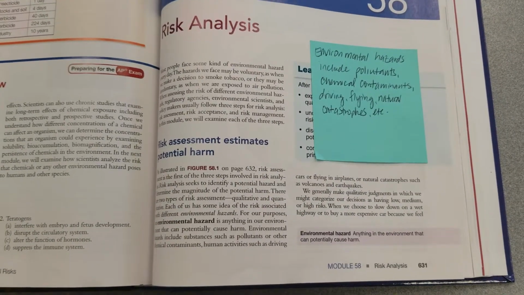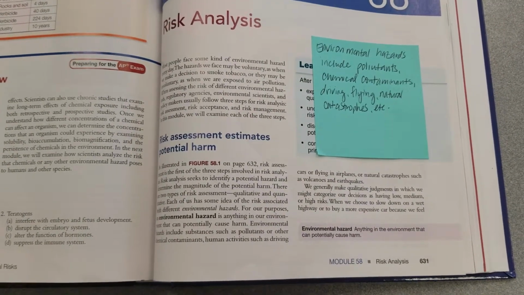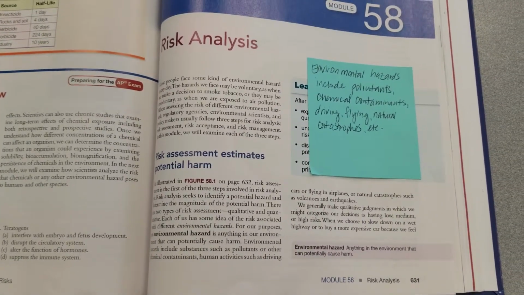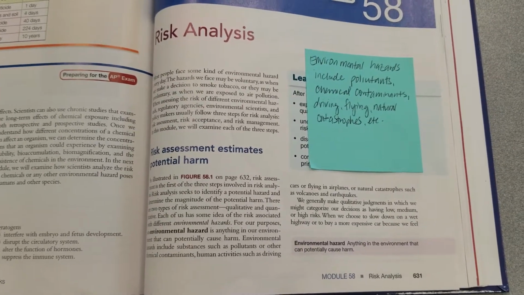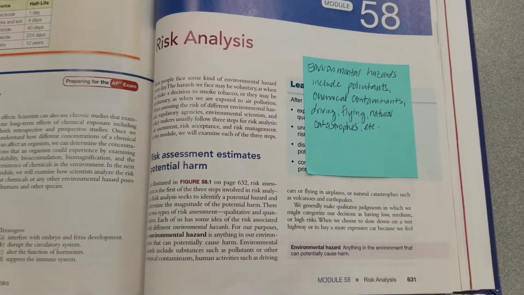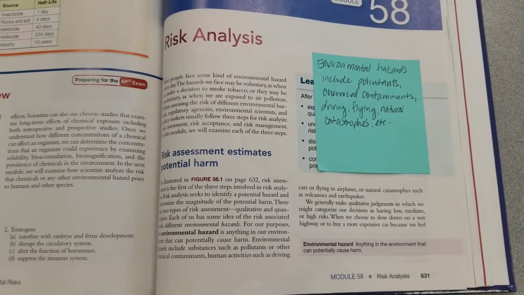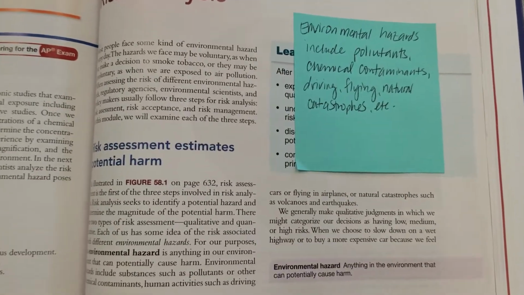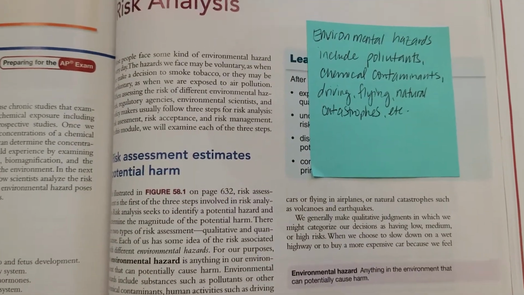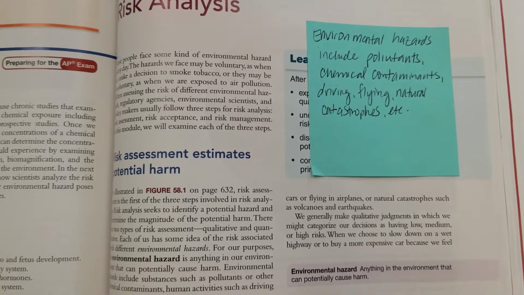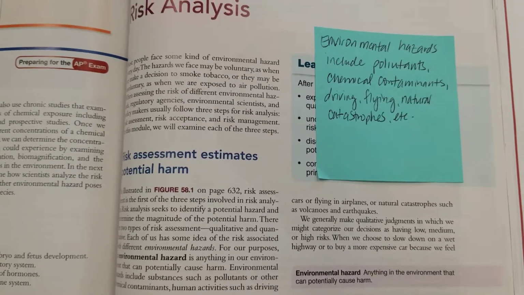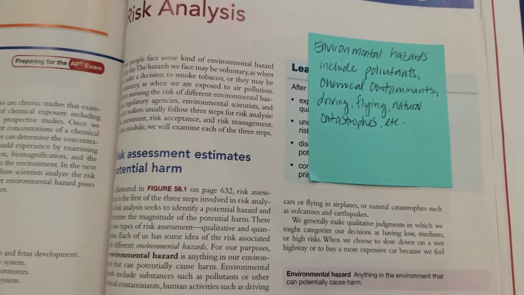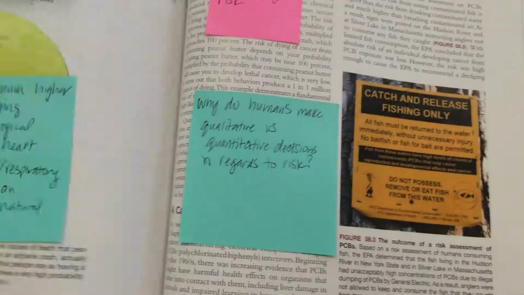And a variety of risks could be environmental, so going outside, driving versus flying, riding your bike. Other risks that we can't avoid: cancer, heart disease, respiratory disease, so we can't get away from those risks. But every day we're taking risks. If we're looking at environmental hazards, those include pollutants, chemical contaminants, driving, flying, natural catastrophes, etc. So a lot of these things we can or can't avoid as far as our risks go.